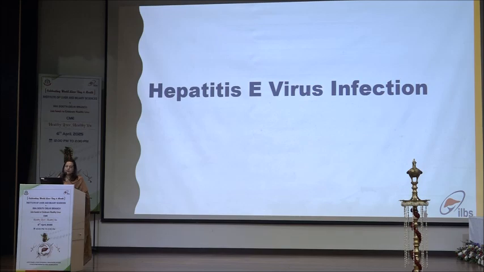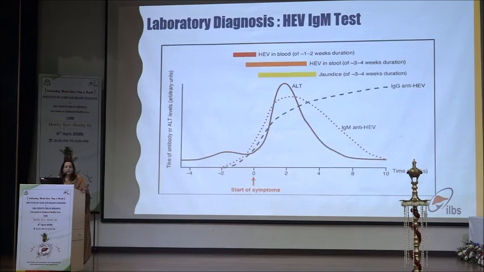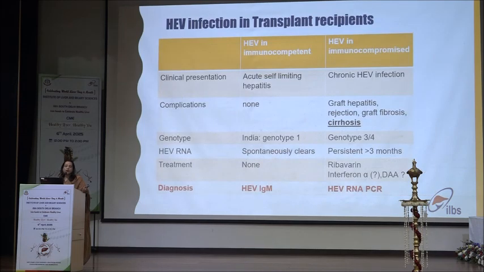Now, hepatitis E virus is the most important virus which causes acute sporadic viral hepatitis in adults. But recently, we have started seeing a decline in the incidence. It's a very simple virus. The virus is there for a short time. The peak of jaundice coincides with your IgM antibody, so the IgM assay is the only assay by which you can diagnose.